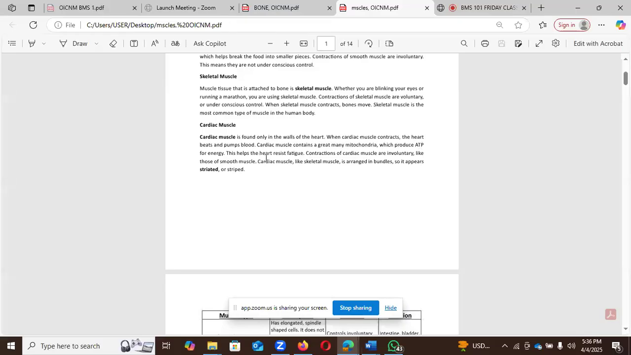And you can see this helps to resist fatigue. So the cardiac muscle must not get tired. If it gets tired, there won't be contraction and relaxation, and that person will die. Again, cardiac muscle is an involuntary muscle. That means it is like the smooth muscle. It is not under your control.